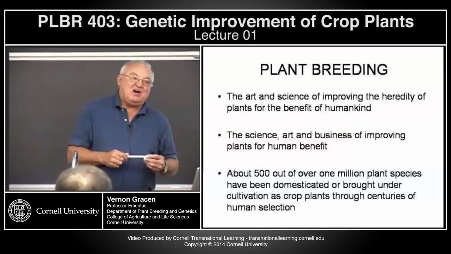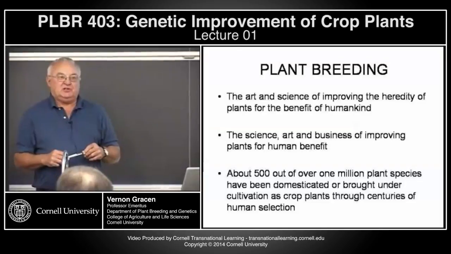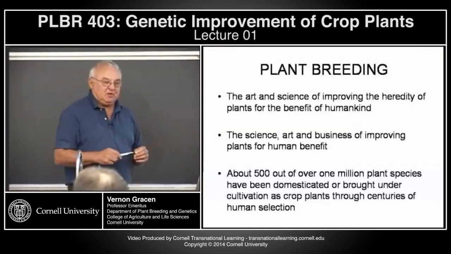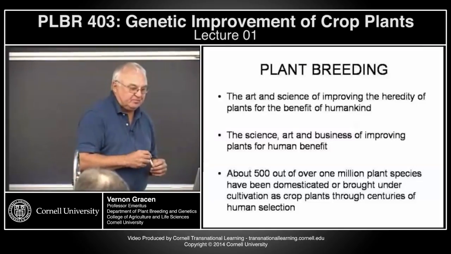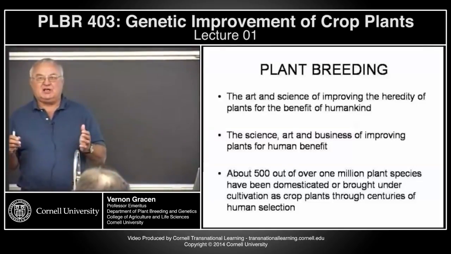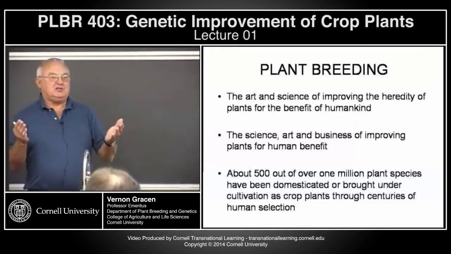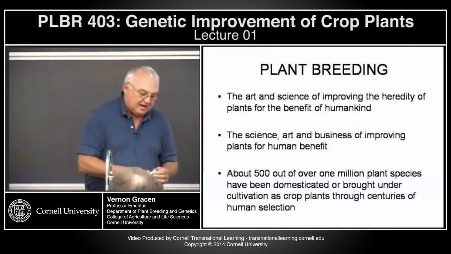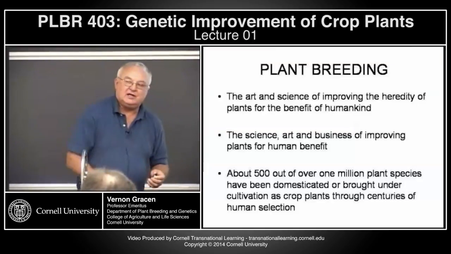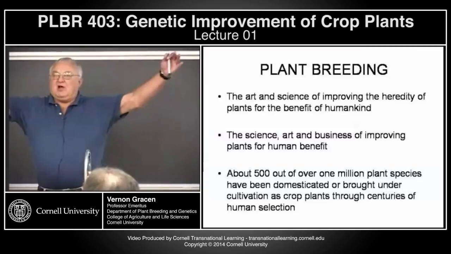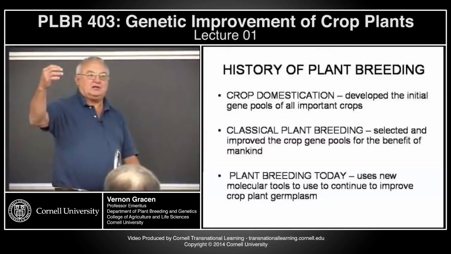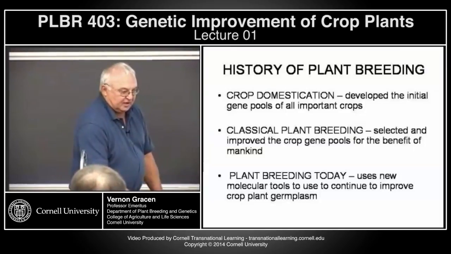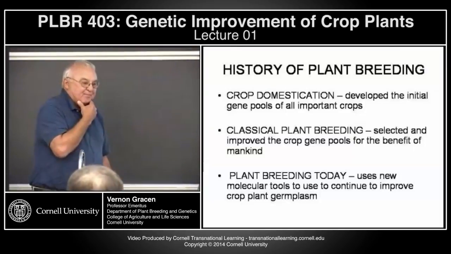Overall, about 500 plant species have been domesticated, and that's out of over 1 million species that are possible. By domestication, that means they've been brought under cultivation. And people tend to think that when man arrived on Earth, there were lots of crops from which to select for food and development. It didn't quite happen that way.